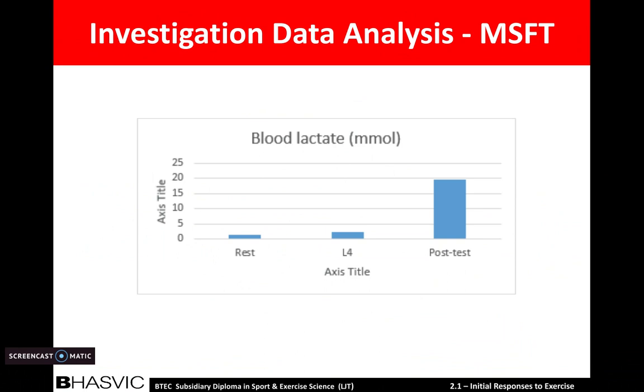Investigation data analysis, multi-stage fitness test. The blood lactate started at 2 millimoles. This was at rest, but it gradually started to increase as they started to exercise. By level 4, a small increase had happened as it went up to about 3 millimoles. After the multi-stage fitness test was completed by my client, the blood lactate had rapidly increased to 19 millimoles. This has happened because there may not be enough oxygen available to break down glucose for energy, so the lactate is then made.